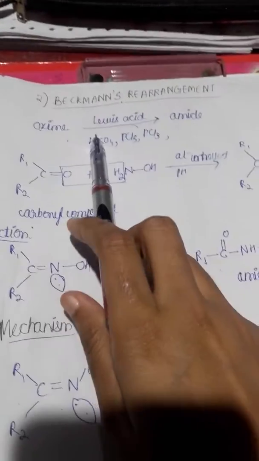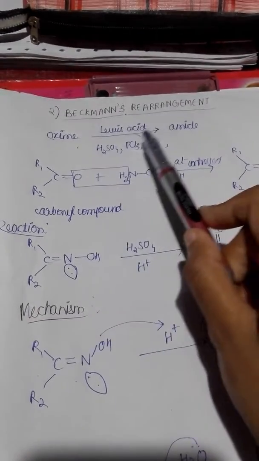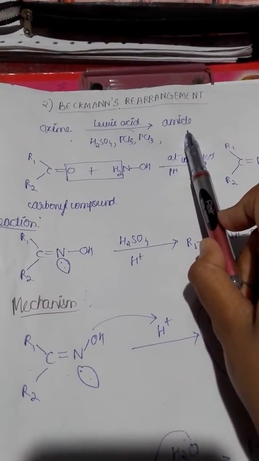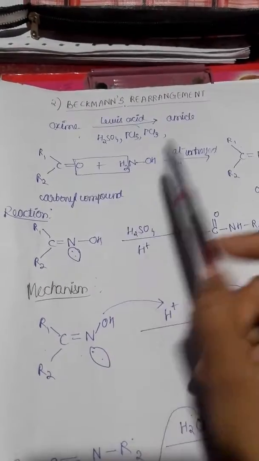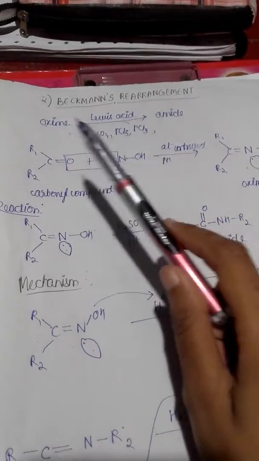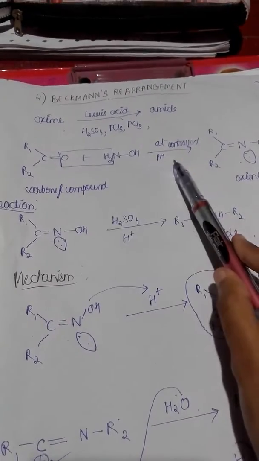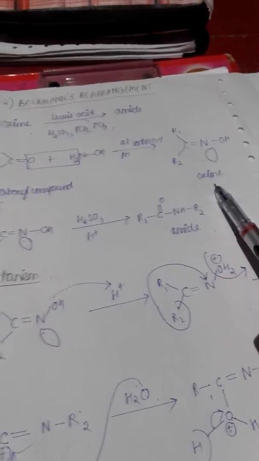Okay, let me just revise it once again. You see, what Beckmann's rearrangement actually is: you take an oxime, add a Lewis acid to it and you get your amide. So yeah, that's pretty much the thing we need to know. But to prepare the oxime we need a carbonyl compound and hydroxylamine, and when we add these two at controlled pH, water comes out and we get our oxime.